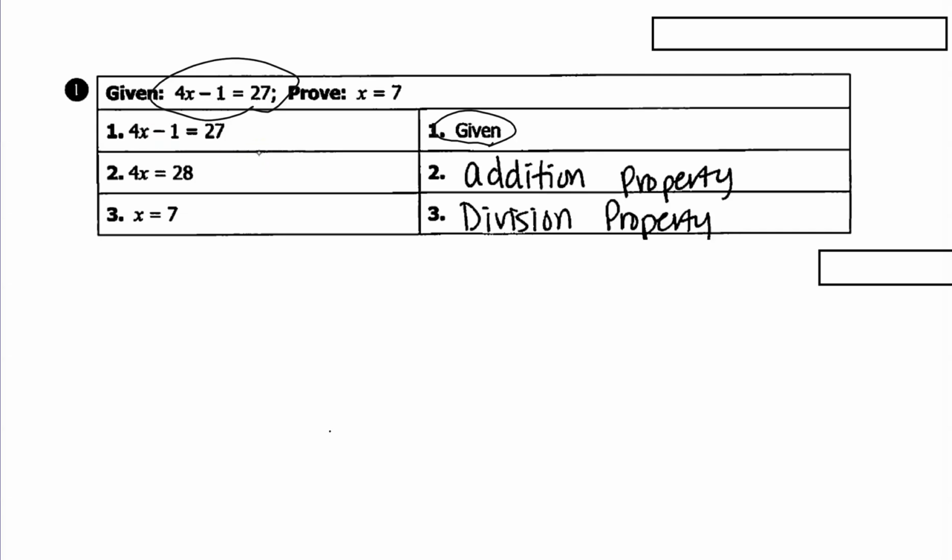Basically, if you don't remember the name of the rule you're using, think about what you did. Didn't I add something to this side? So that's the addition property. Here I divided by 4, so that's the division property.